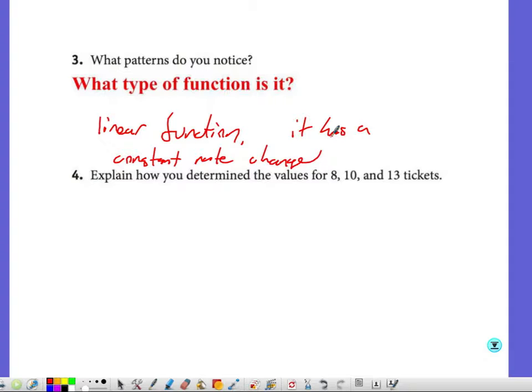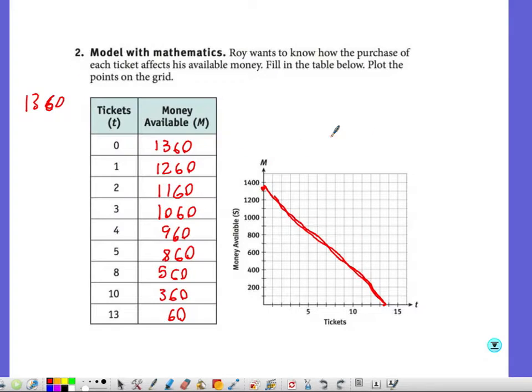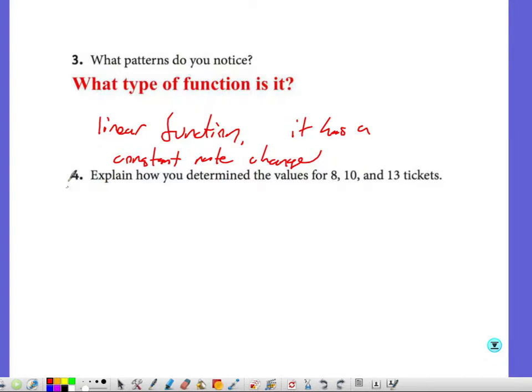Number 4, explain how you determine the values for 8, 10, and 13. So notice from the table, you basically jump from 5 to 8, and then 8 to 10, and then to 13. So you skip some values in between. So the answer to this question is going to vary. So I'll just leave it up to you to explain what is your method for finding those ticket values, or the money he has left over after he buys 8, 10, 13 tickets.